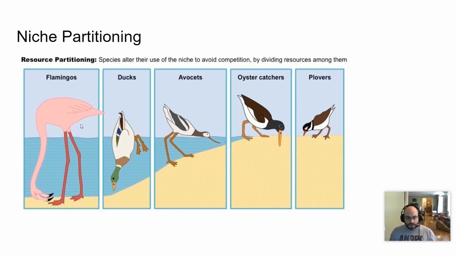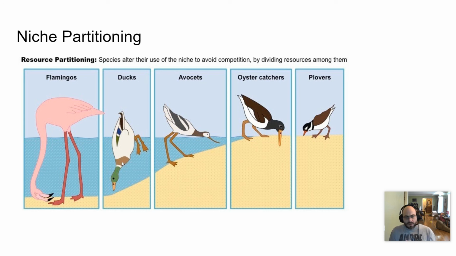And lastly, there is this idea of niche partitioning, and a niche is a species' role in its environment. And this idea of niche partitioning is essentially that you have multiple available niches here. This is showing us a seashore, and what this means is that species will alter their use. You can see it here, I'll just read this: can alter their use in order to avoid competition. So rather than competing with the flamingos, the ducks will go to shallower water in order to get resources.